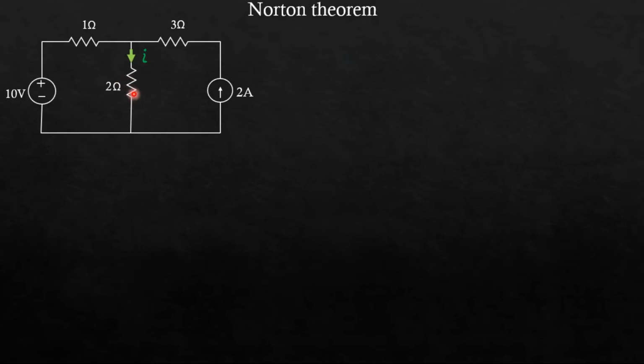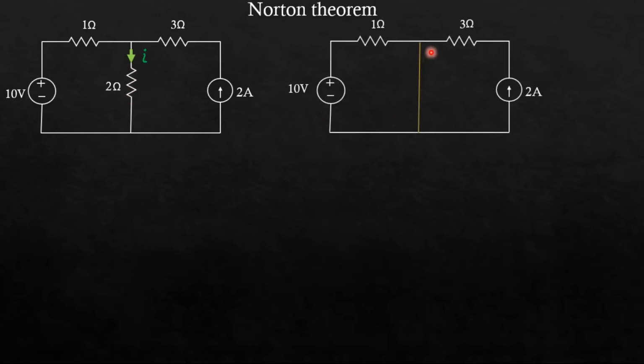Why is this the load resistance? Because we are calculating the current in this branch. That is why we are considering this resistance as a load resistance. Okay, so for short circuit current, we will have to short circuit this resistance like this. Okay, I have short circuited this resistance.